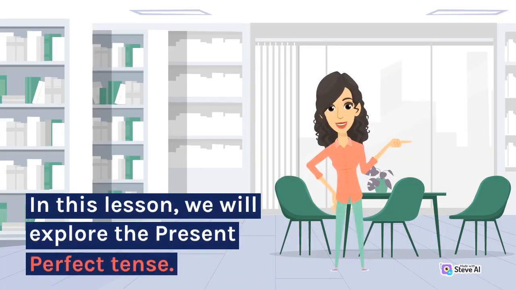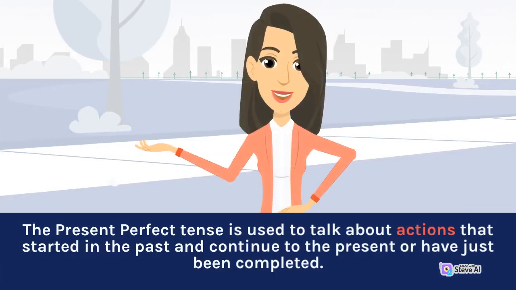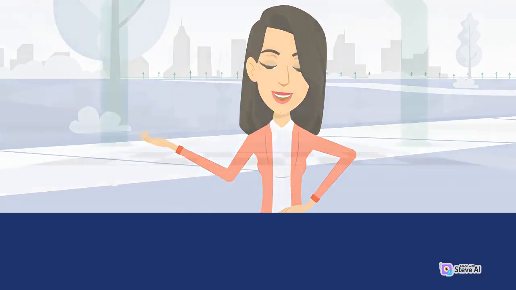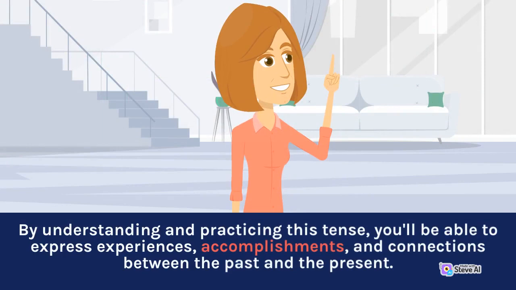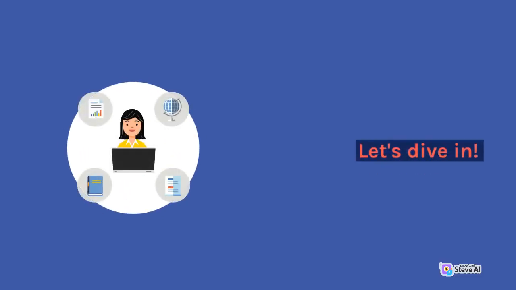In this lesson, we will explore the present perfect tense. The present perfect tense is used to talk about actions that started in the past and continue to the present or have just been completed. By understanding and practicing this tense, you'll be able to express experiences, accomplishments, and connections between the past and the present. Let's dive in.